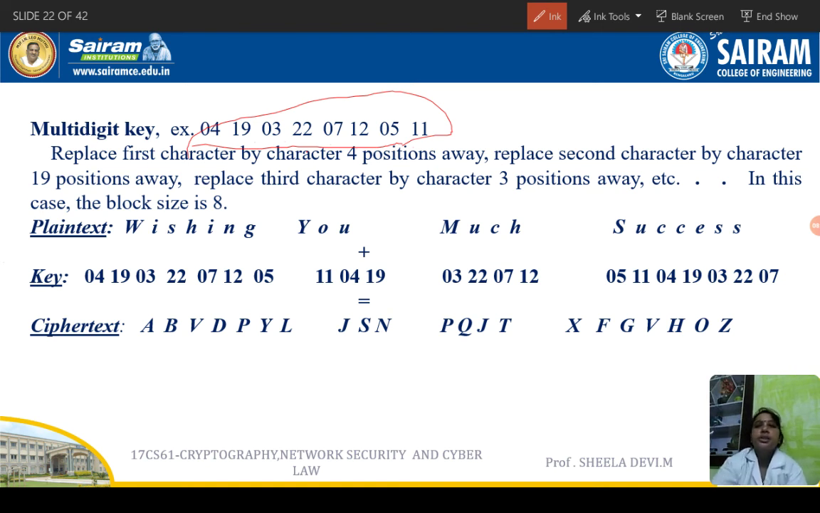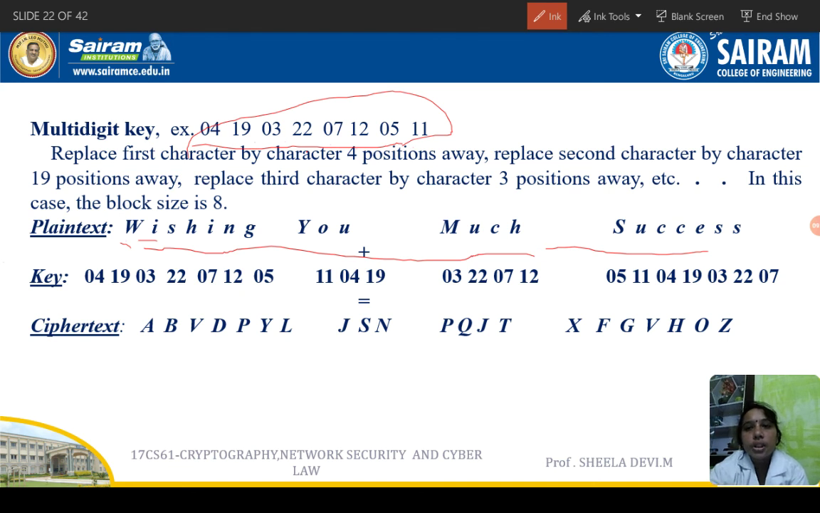So my plain text is like this: Wishing you much success. This is my plain text. How can I convert it into non-overlapping blocks of size 8? See, 1, 2, 3, 4, 5, 6, 7 are there. So I have to take this Y also. This will be 8 letters, which is one block.